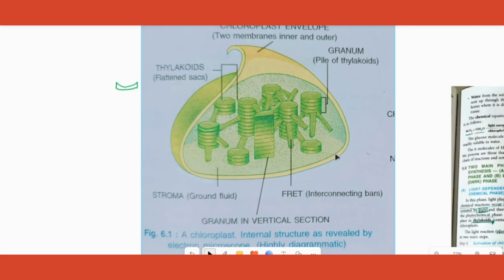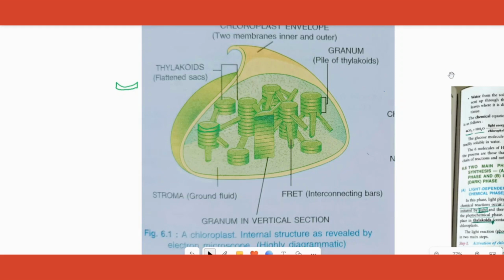Coming to the first phase, you can see certain structures like this. Many are arranged one over the other. Each of these is called a thylakoid, and if it is a pile of thylakoids, we call the pile a granum. Pile of coins you have seen. I give you 10 coins, you can pile them up, one over the other you can keep. Same way, a pile of thylakoids is called a granum.